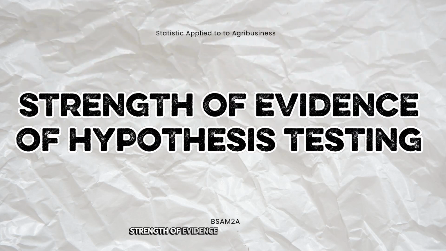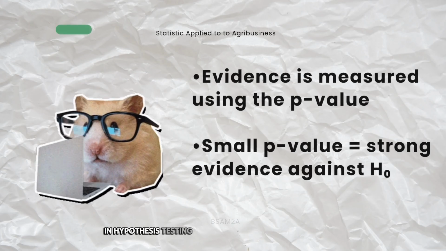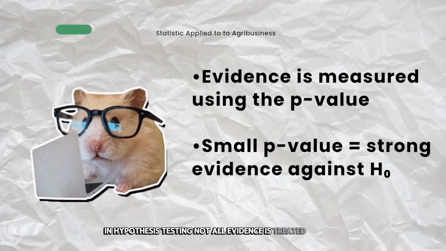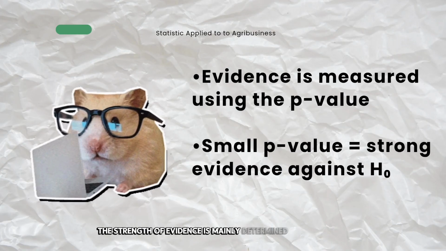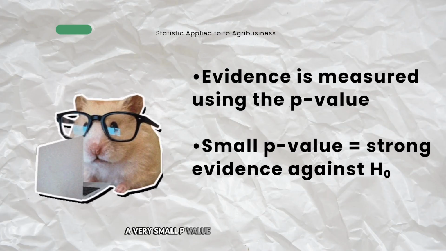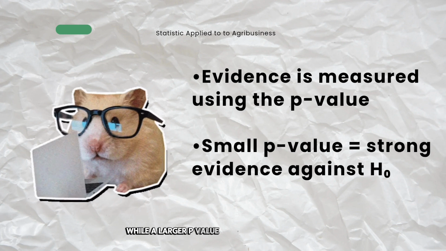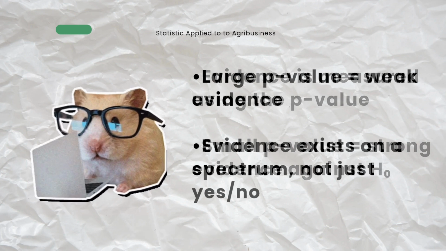Strength of evidence and hypothesis testing. In hypothesis testing, not all evidence is treated equally. Some results provide strong evidence, while others provide weak evidence. The strength of evidence is mainly determined by the p-value. A very small p-value indicates strong evidence against the null hypothesis, while a larger p-value suggests weak evidence.